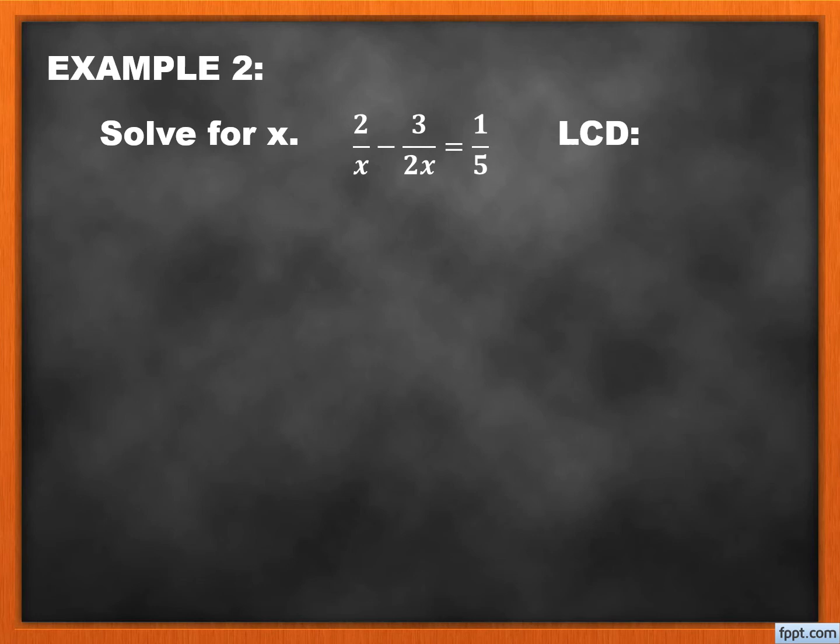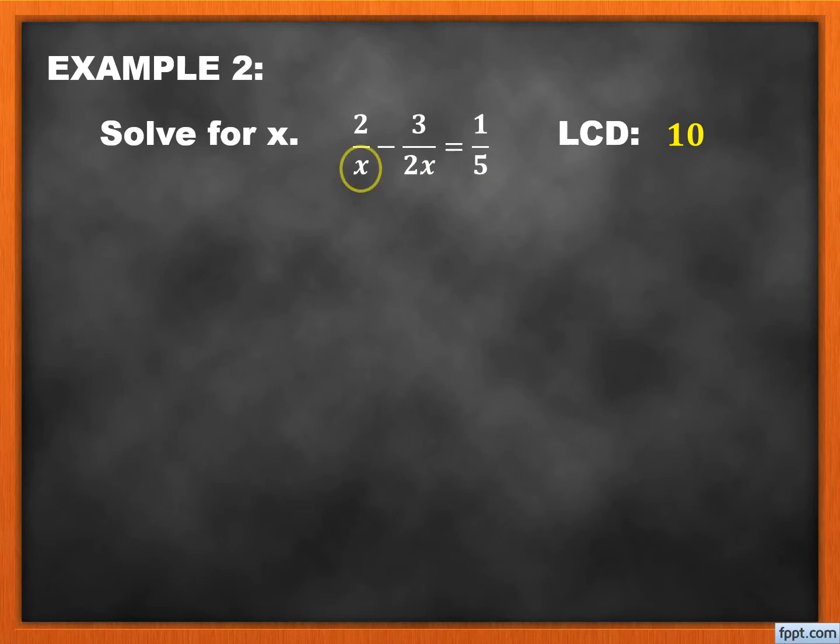Let's have another example. Solve for x in the given equation 2 over x minus 3 over 2x equals 1 over 5. First, let us find the LCD. Since the denominators have the numbers 2 and 5, we're going to find a number that is divisible by 2 and 5. And that number is 10, because 10 can be divided by 2 and 10 can be divided by 5.